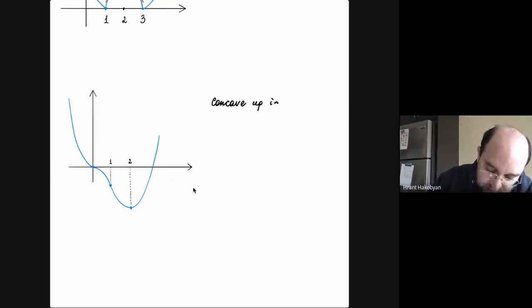So I should write that this is 0 here, right? So it's going to be concave up in this interval here, right? So in negative infinity to 0. Okay, so let's write also where it is concave down.